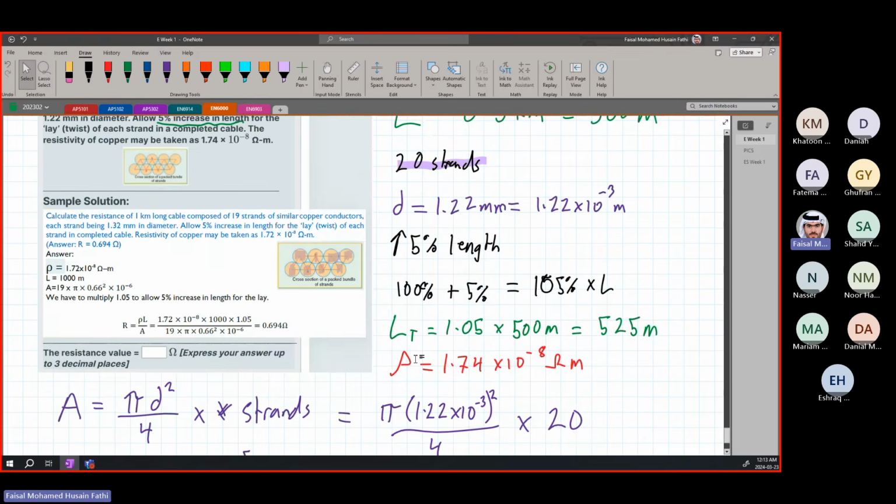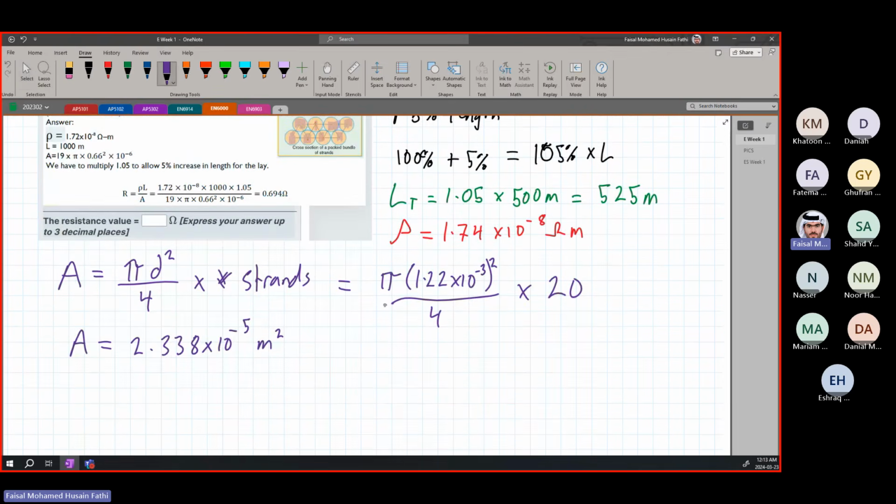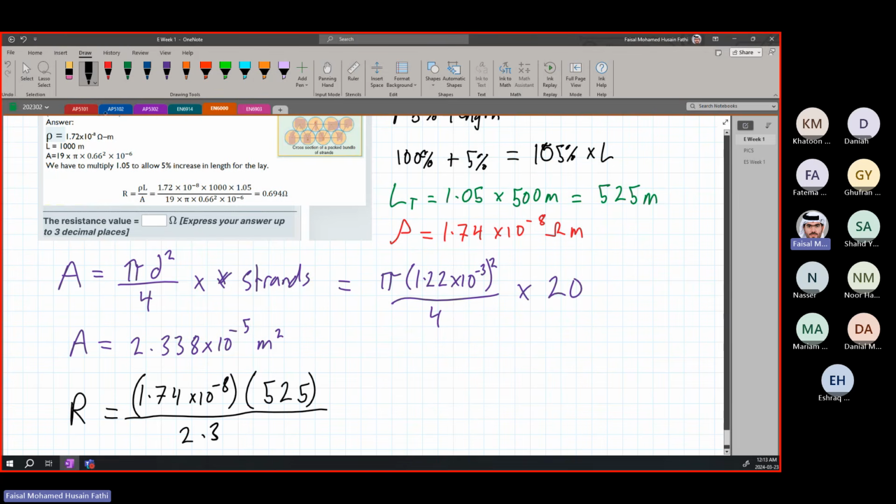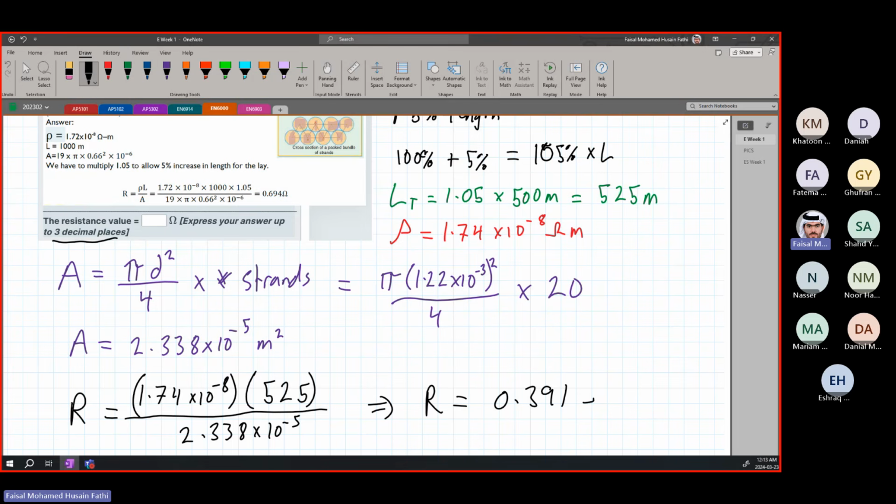We have area, we have rho, we have the length. We can find the resistance value instantly now. So R is going to be equal to 1.74 times 10 to the minus 8 times the length 525, remember, not 500, over 2.338 times 10 to the minus 5, which is equal to 0.391. It says up to 3 decimal places, so 0.391 ohms.